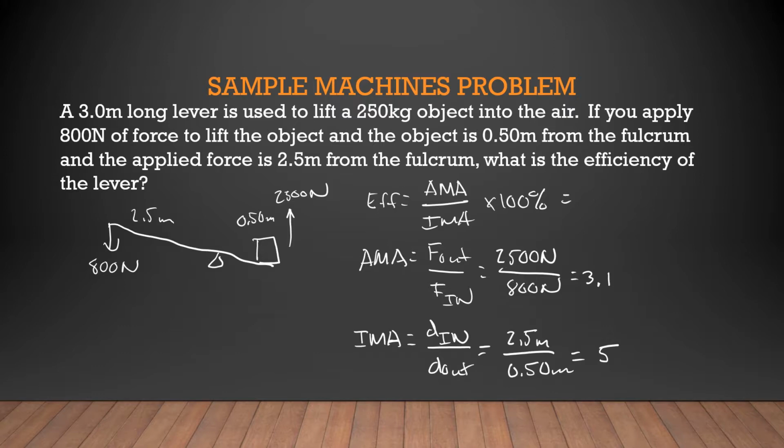So to find the efficiency, we do 3.1 over 5.0 times 100, which means that we were 62% efficient while using this machine. Again, we're looking at the ratio of what we really did versus what we were hoping to get based on the ideal situation. So that means that 38% of our energy was lost. Probably went into friction and heat.